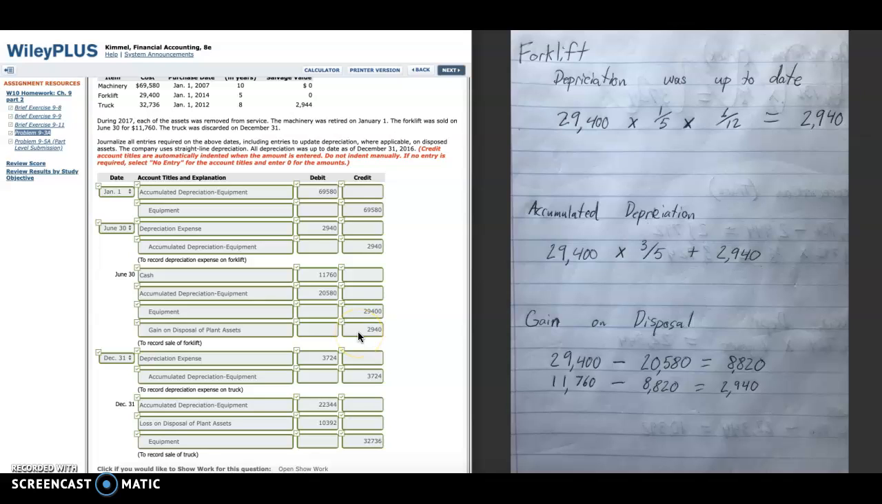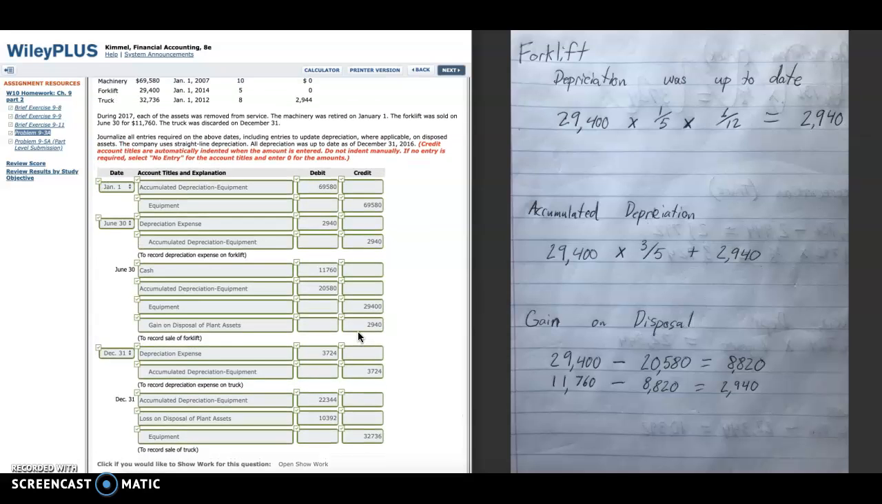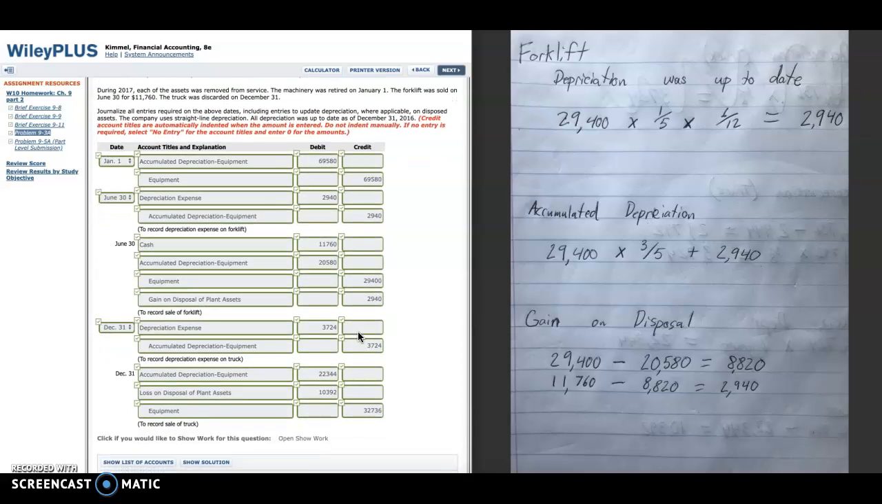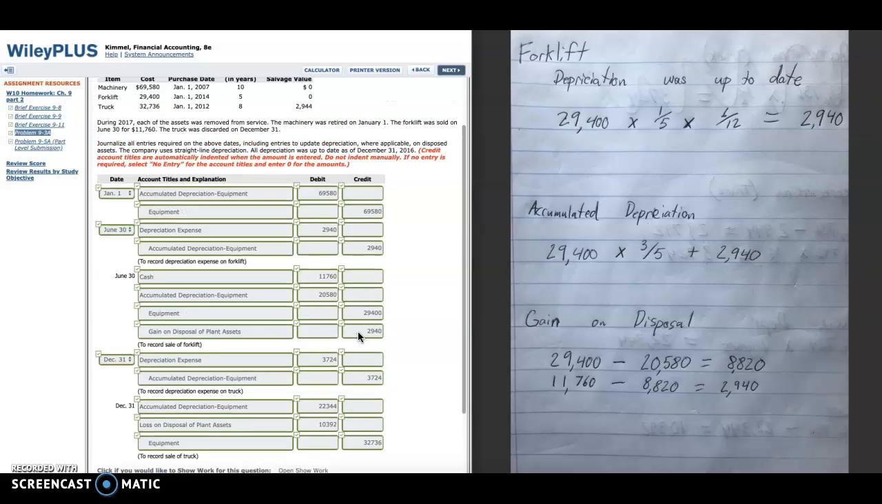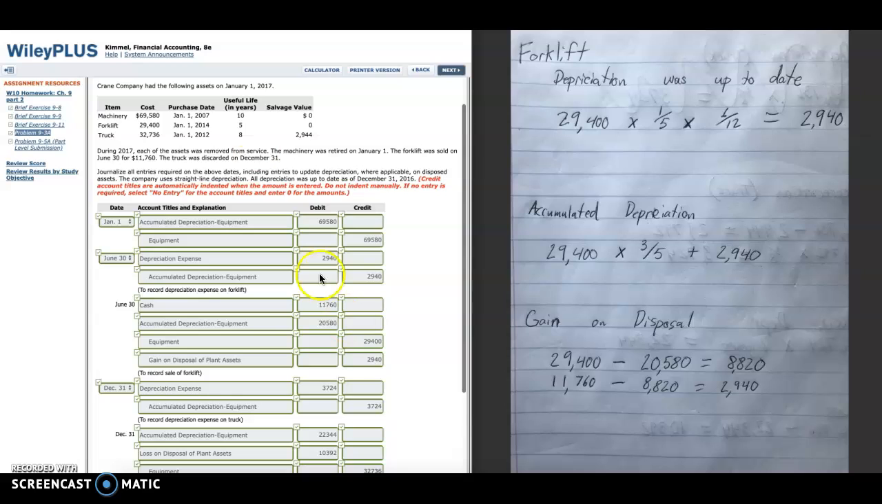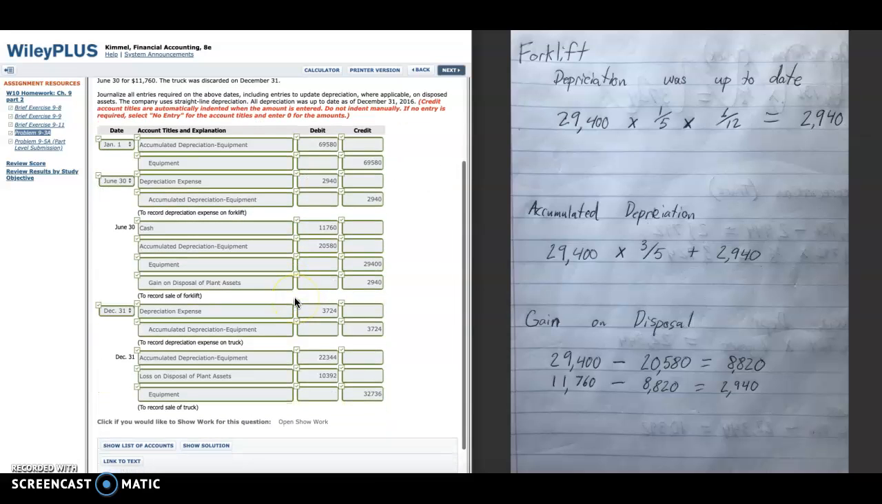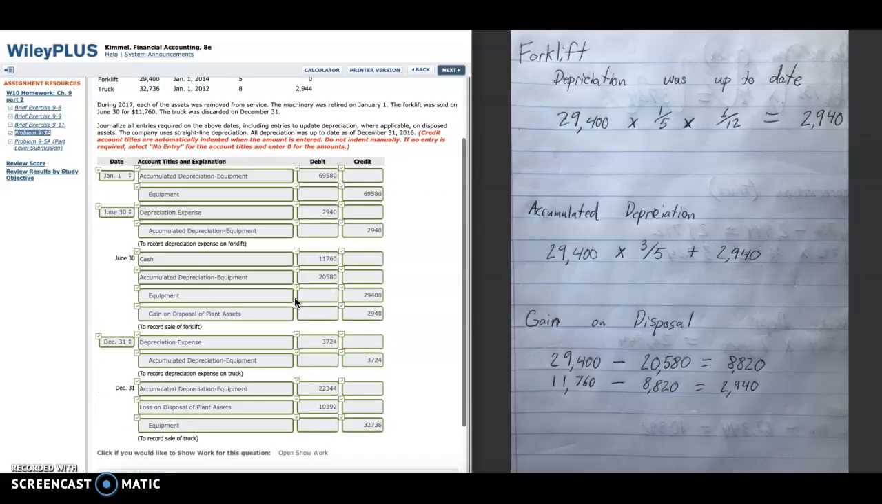Now we get to do the truck. So the truck was discarded on December 31st. And so we're going to approach this one just a little bit differently. So like before, we need to figure out the depreciation expense, or the journal entry for this year. Now, we discarded it on December 31st, so we basically had it for a whole year. And so we just need to find out what the yearly depreciation value is.